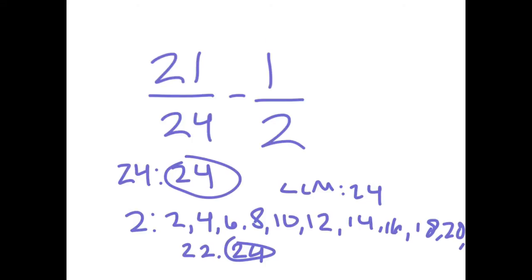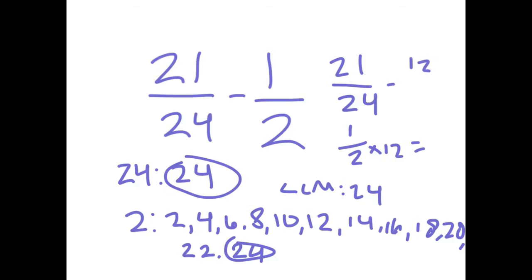So now we can do 21 over 24 and keep it that way. And 1 over 2, you can multiply it by 12 to get 24, which will then give you 12 over 24. So our answer will be 9 over 24, but you can reduce that by 3 to then give you the answer of 3 over 8.